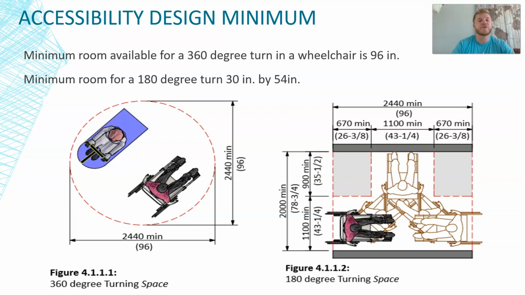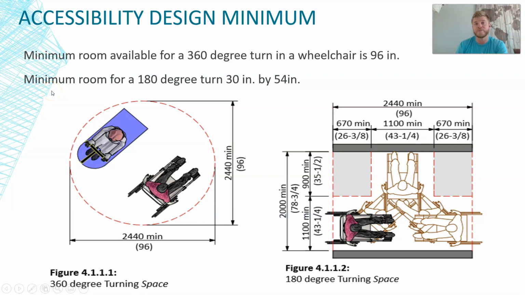So, ensuring your restaurant, if we were in class right now, I always bring in a wheelchair and I would tape out areas that you have to stay within, and all of the students are amazed by how tight it can be and how precise you really need to be with a wheelchair when you're going around. So minimum room available for a 360 degree turn in a wheelchair is 96 inches, which is quite far. So you want an area with 96 inches for them to be able to turn around in.